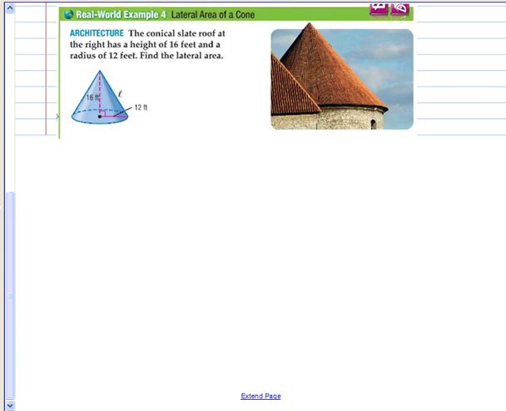So you have all those memorized. The conical slate roof at the right happens to have a height of 16 feet, a radius of 12 feet. Find the lateral area. Okay, lateral area for a cone. What's that formula? Pi r L. Pi times radius times slant height. So pi times, do we know the radius? 12. Do we know the slant height? We need to get it.